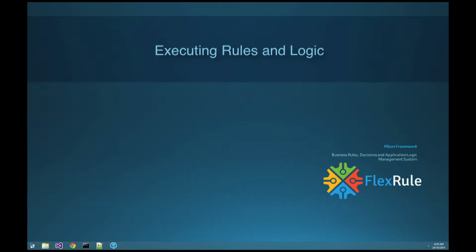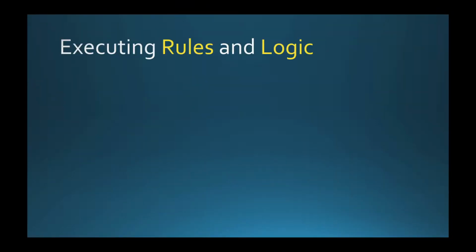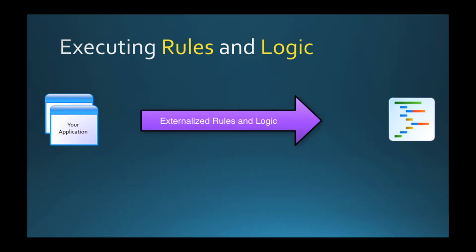In this video, I want to talk about executing of rules and logic. When you're building your software and you externalize all your rules and logic from your application source code, then those rules and logic are sitting outside of your application just like any other external resources, such as a picture or text file, a configuration file. You can update them independent of your application source code. So you can simply treat those rules and logic as an external resource, which in a previous video I showed you how to load them into your application.